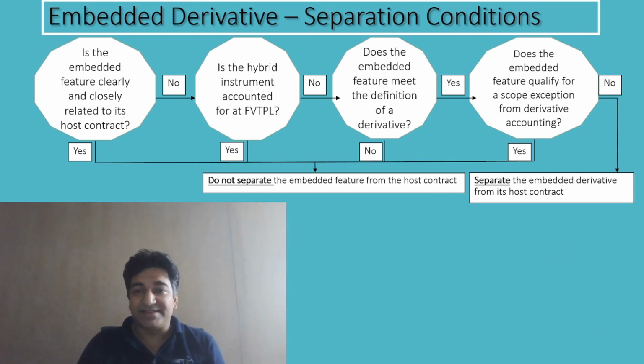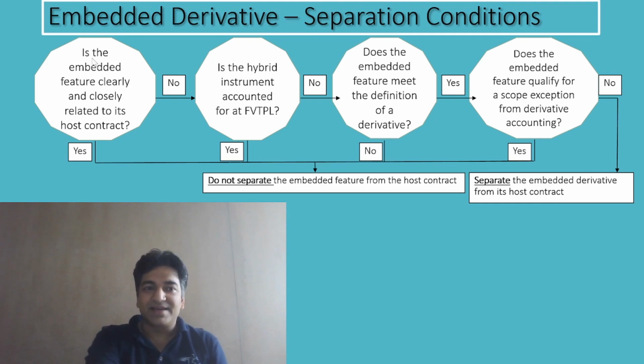The conditions are not in any particular order. Is the embedded feature clearly and closely related to the host contract? If the answer is no, that means these are not closely related, we will see if the hybrid instrument is accounted for as fair value through P&L. If no, does the embedded feature meet the definition of a derivative? If the answer is yes, does the embedded feature qualify for a scope exemption from derivative accounting? If there is no such scope exemption, then we will have to separate the embedded derivative from its host contract.